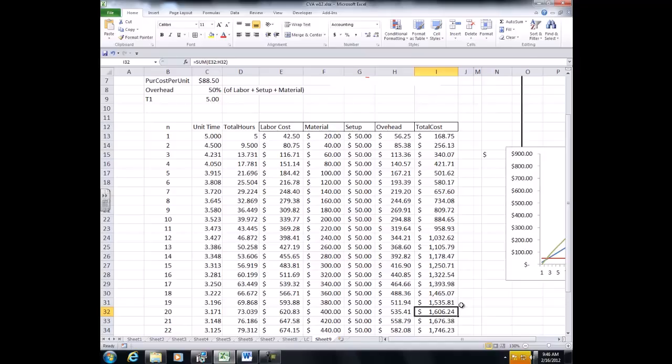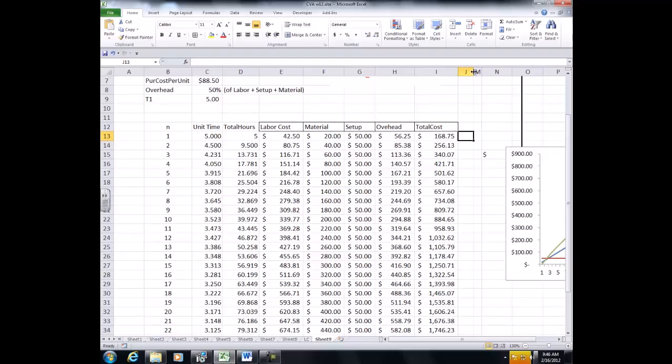That's a total for 20 units. The question asks, determine the unit cost for 20 units. So what should I do? Exactly, the total divided by the number of units.